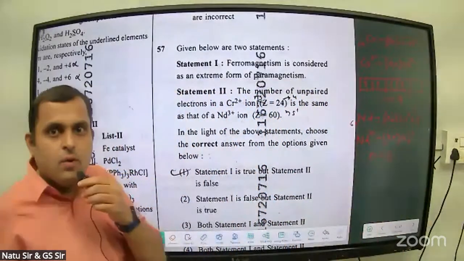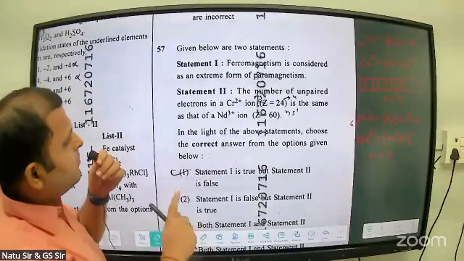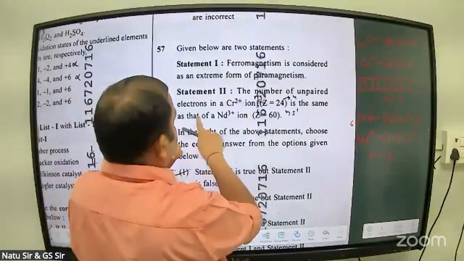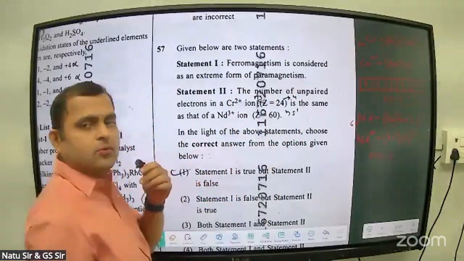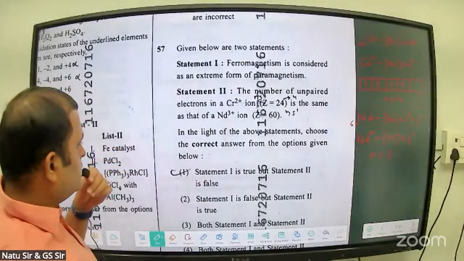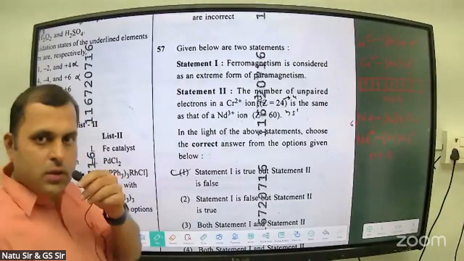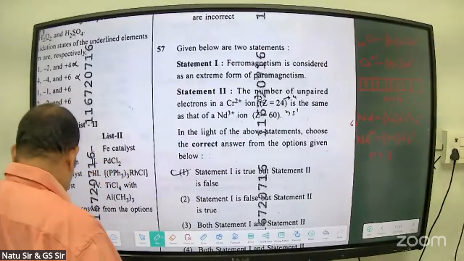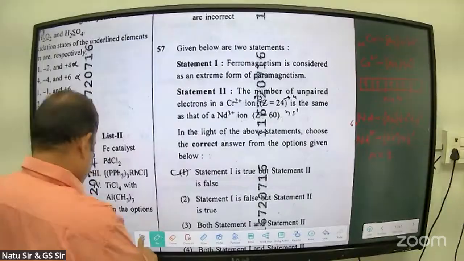So they are not having an equal number of unpaired electrons, whereas the statement says the number of unpaired electrons is the same, which is wrong. That is why the answer, क्या आएगा 57. Statement 1 is true, but statement 2 is false. So option could be option number 1, right?